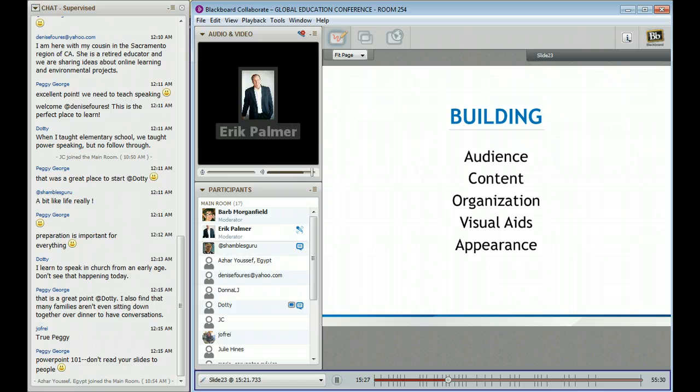So before we say a word, we need to think about the audience. We need to have some important content. We need to organize it well. We need to have visual aids, and we need to pay attention to our appearance. And that's true for all communication.